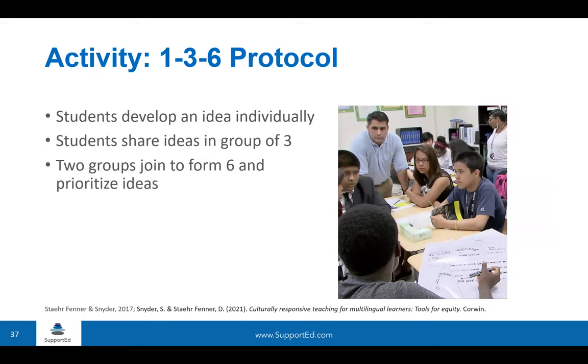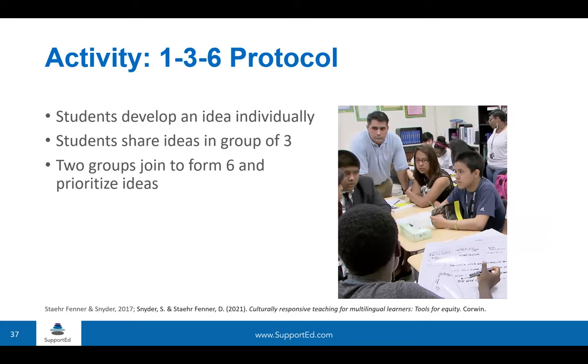So another activity, we're sharing a lot of strategies and activities today. One is called the 1-3-6 protocol, where students are asked a question or develop an idea individually. Then they come together in groups of three to expand on their ideas. And then they come together in a group of six, or approximately six students, to brainstorm all of their ideas and prioritize one or two that are really helpful to them.